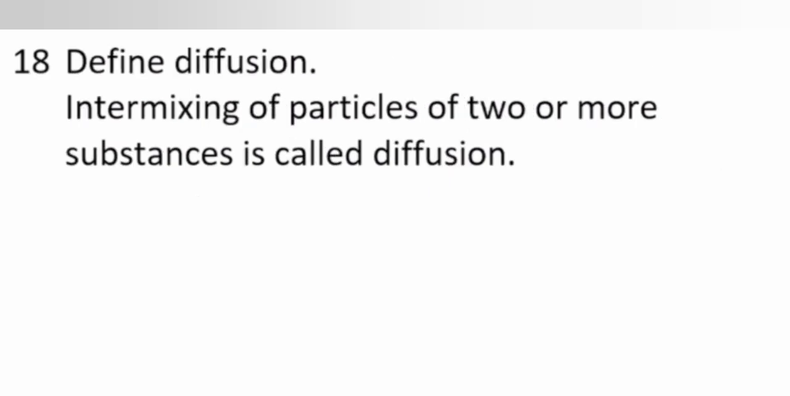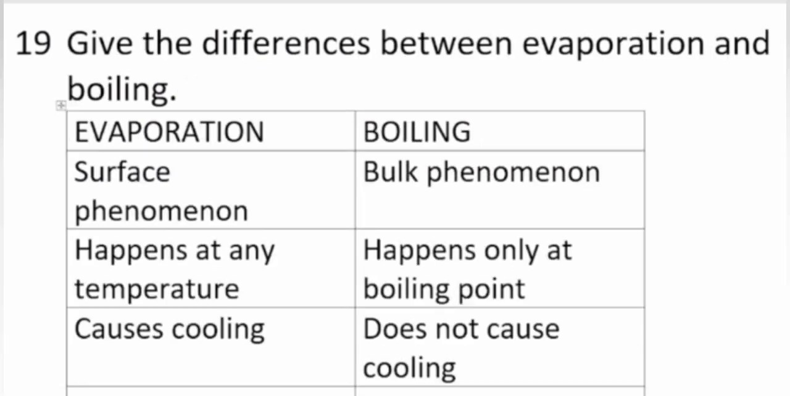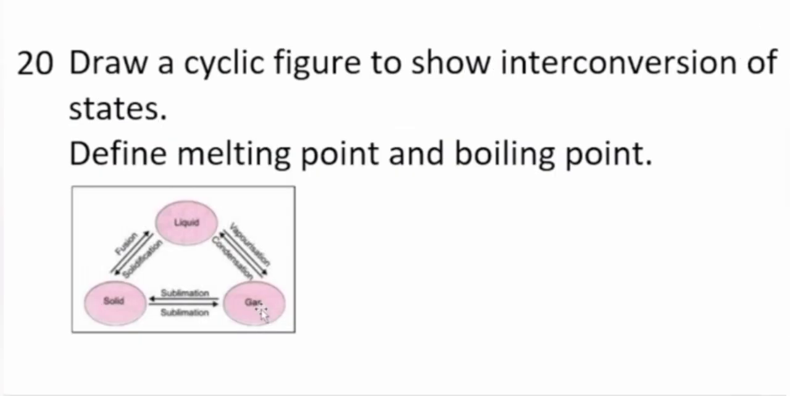Define diffusion. Intermixing of particles of two or more substances is called diffusion. It usually happens from higher concentration to lower concentration. Give the differences between evaporation and boiling. Evaporation is a surface phenomenon as we just discussed, whereas boiling is a bulk phenomenon. Evaporation happens at any temperature, because there need not be a boiling temperature or any particular temperature, whereas boiling happens only at the boiling point. Evaporation can cause cooling, whereas boiling does not cause any cooling.